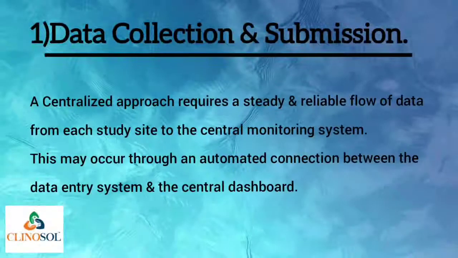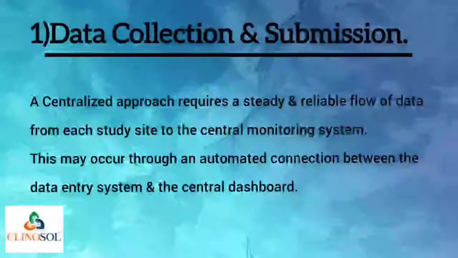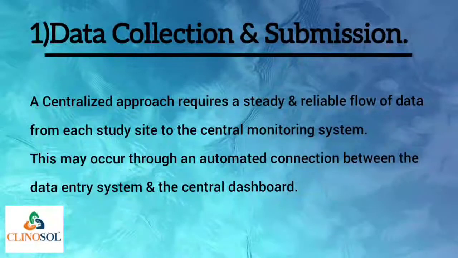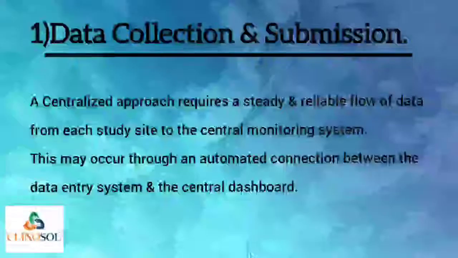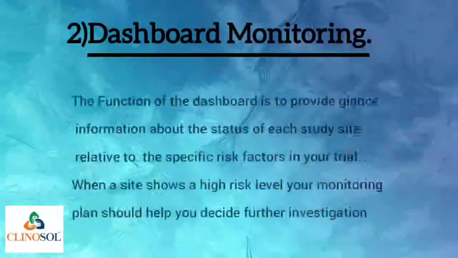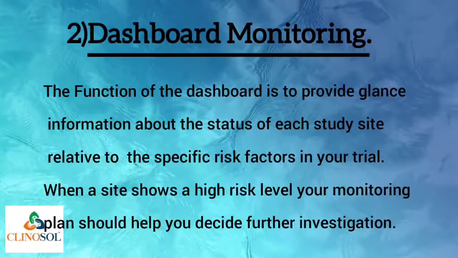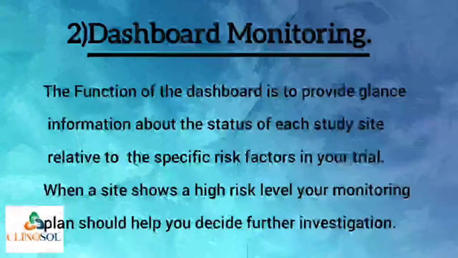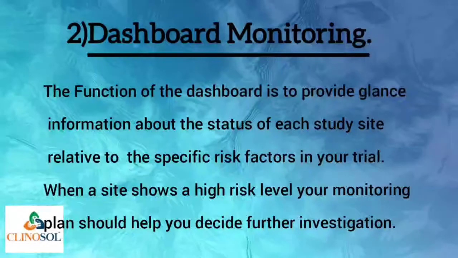First process, data collection and submission. A centralized approach requires a steady and reliable flow of data from each study site to the central monitoring system. This may occur through an automated connection between the data entry system and the central dashboard. Second one, dashboard monitoring. The function of the dashboard is to provide at-a-glance information about the status of each study site relative to the specific risk factors in your trial. When a site shows a high risk level, your monitoring plan should help you decide whether further investigation is appropriate, from in-depth statistical analysis to on-site data verification.